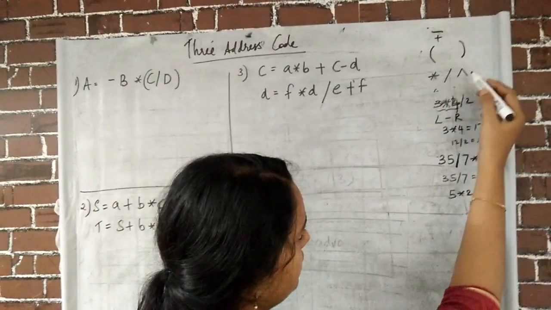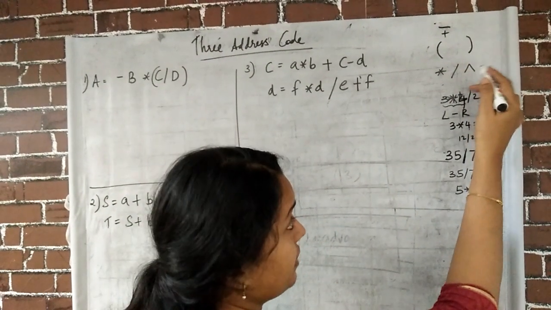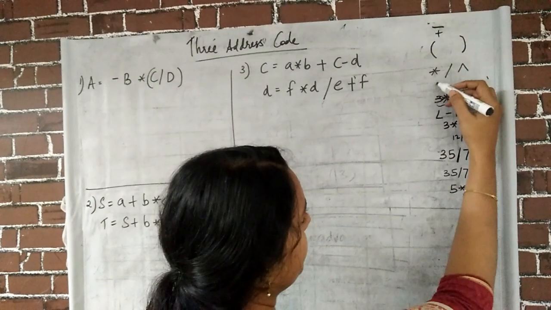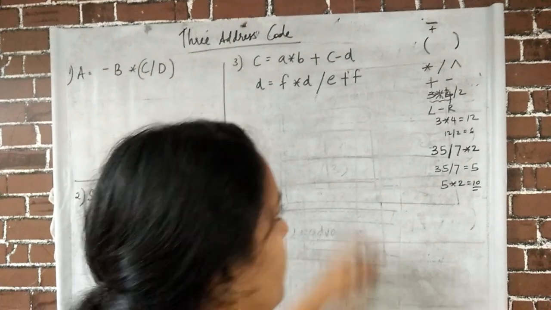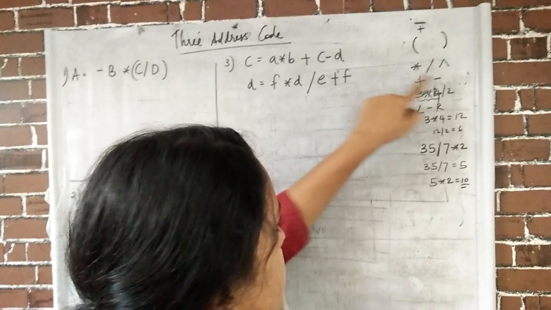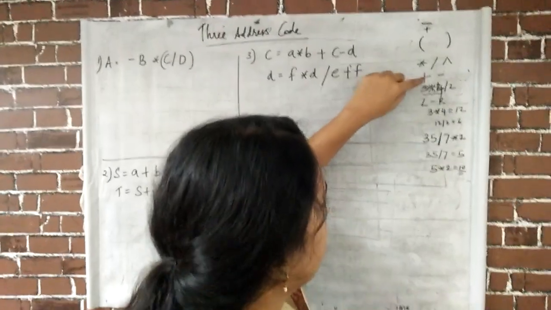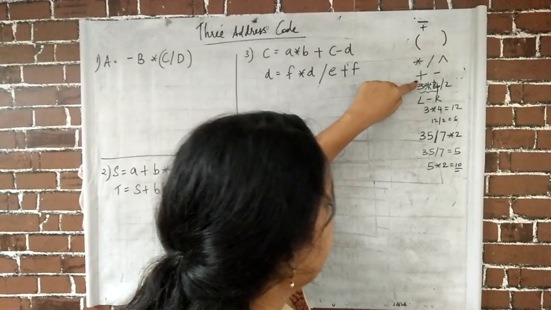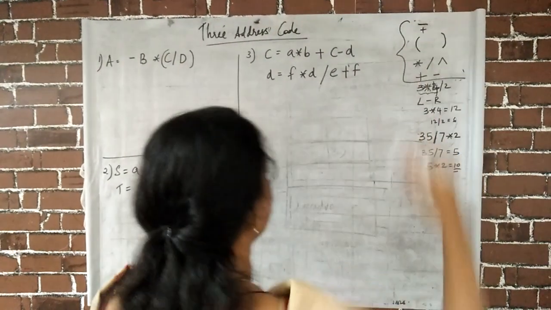So star, division and exponential operations have the same precedence, and you have to associate them from left to right. Again you have plus and minus, which are of the same precedence. Here also, if an expression has plus and minus, you have to follow left to right associativity. First we have to compute whatever is available at the leftmost end. So that is all about precedence, and you have to take care of this.